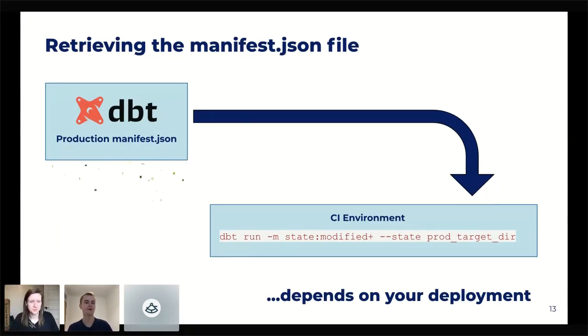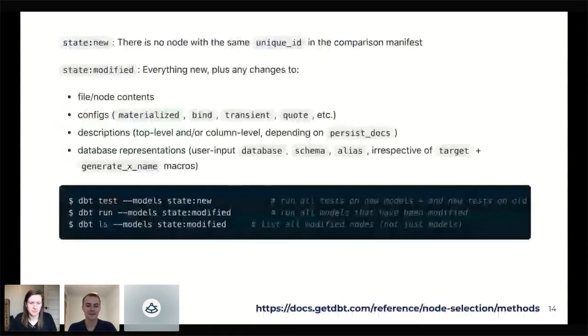But before I go on to show you the final set of commands that we use once we've got the manifest file, I want to explain a bit about what each of these state CLI commands actually do. So, copy and pasted from the dbt docs. There's a link at the bottom. Go and have a read there if you want to read more comprehensively. But state new will only run models which didn't exist in the previous manifest file. State modified, however, runs all the new models and any modified models.